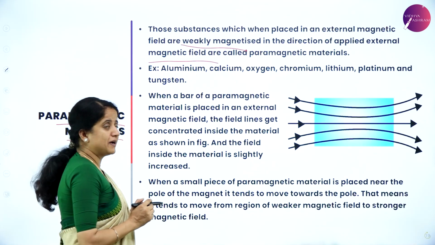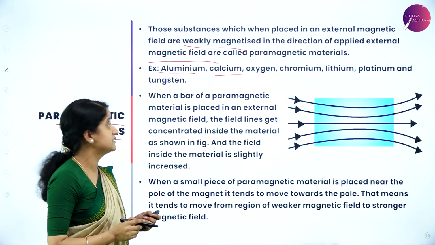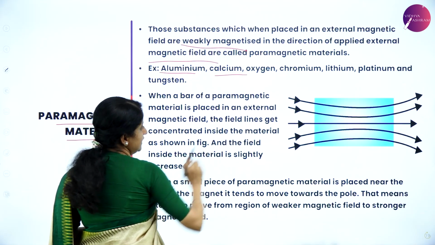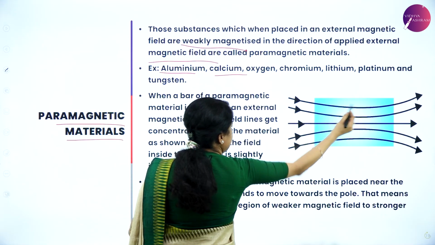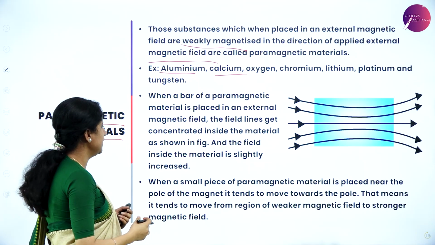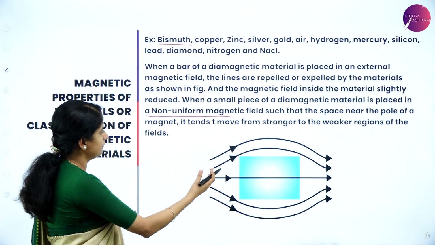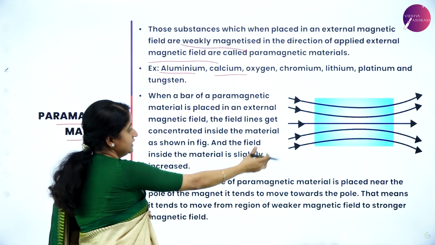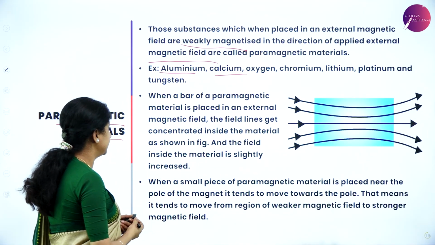The best examples for paramagnetic materials are aluminium, calcium, chromium, lithium, platinum, and tungsten. Suppose a bar of paramagnetic material is placed in an external magnetic field, the field lines get concentrated inside the material. We can see here it gets concentrated inside the material, and the field inside the material is slightly increased. When you compare to this, we can see here the field inside the material is reduced, but here it is increased. So this is another difference between diamagnetic and paramagnetic materials.